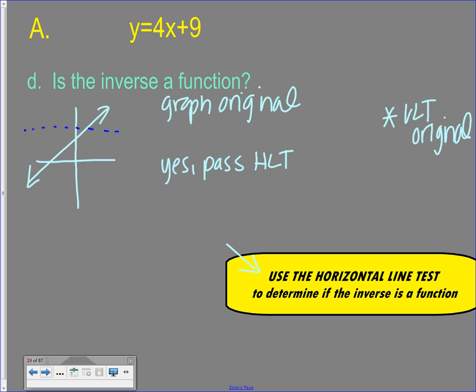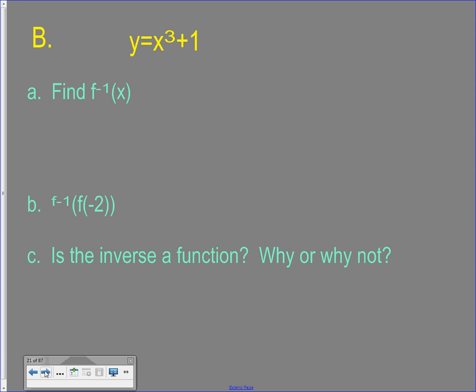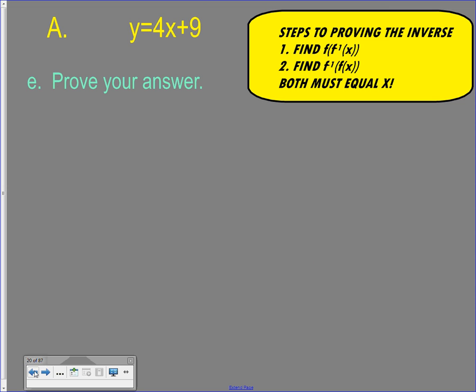Then we're going to ask one other type of question here, and that's going to be to prove our answer. So prove that it's an inverse.